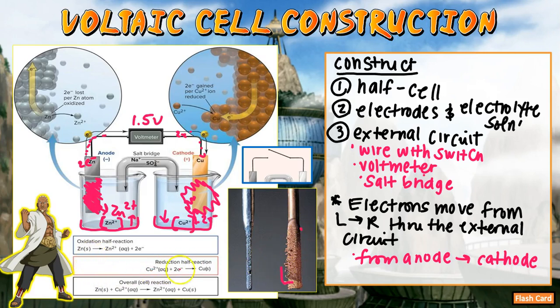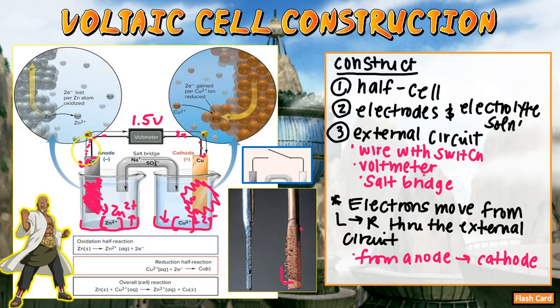And you can demonstrate that half reaction here. When you add these 2 half reactions together and get rid of those 2 electrons, you can also write the overall cell reaction, which is going to be our zinc solid plus Cu2+ aqueous, which is going to form Zn2+ aqueous and copper solid.